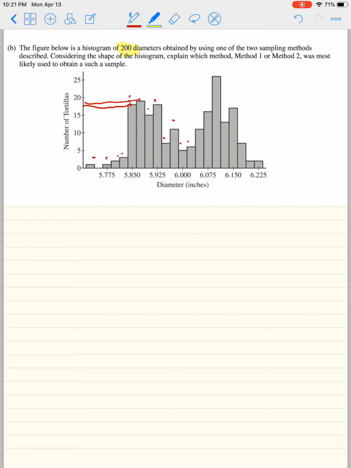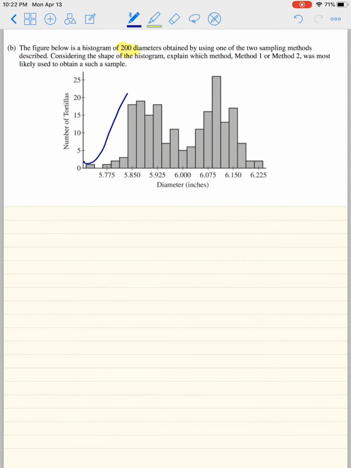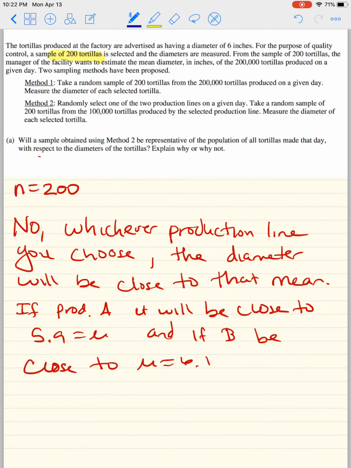Okay, so these are their diameters, and these are the tortillas. And now is it all concentrated around 5.9? Is it all concentrated around 6.1? It's concentrated around both of them. This is what we call sort of like a bimodal. It looks like this, right? So let's see which method that was. I can't remember, method 1 or method 2.